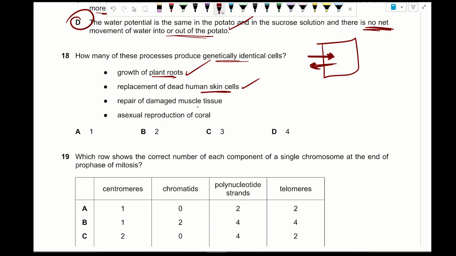Now, repair of damaged muscle tissue. Medically, it depends on the extent of damage. If there's too much damage, then it repairs by something called fibrous tissue, but no need to know a lot of details about this. So, medically, this is not always the case. However, for the sake of the syllabus, this is correct. Repair of damaged muscle tissue is by producing genetically identical muscle cells. Now, asexual reproduction of coral. Asexual reproduction does produce genetically identical cells, so this is correct. Therefore, the answer is D.